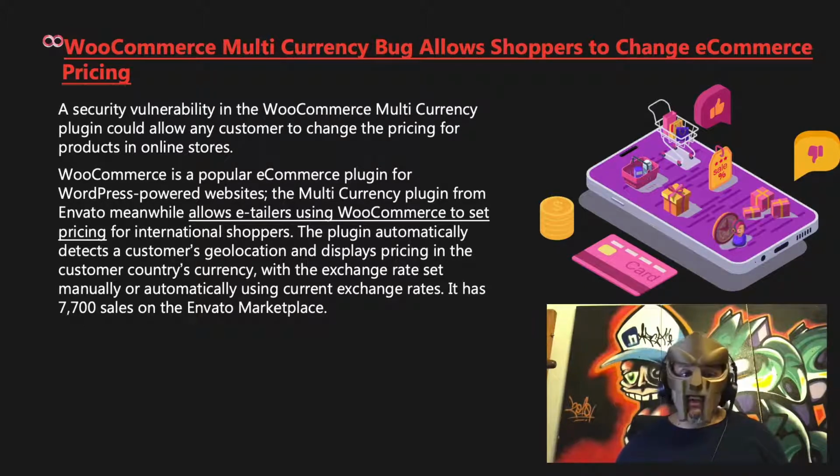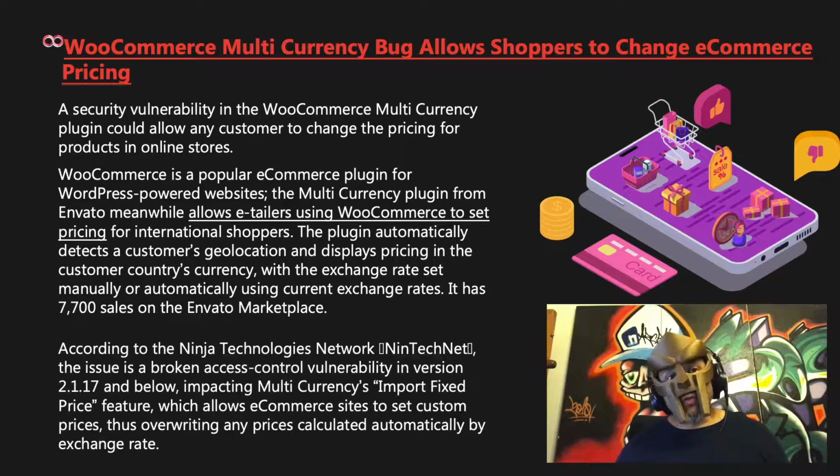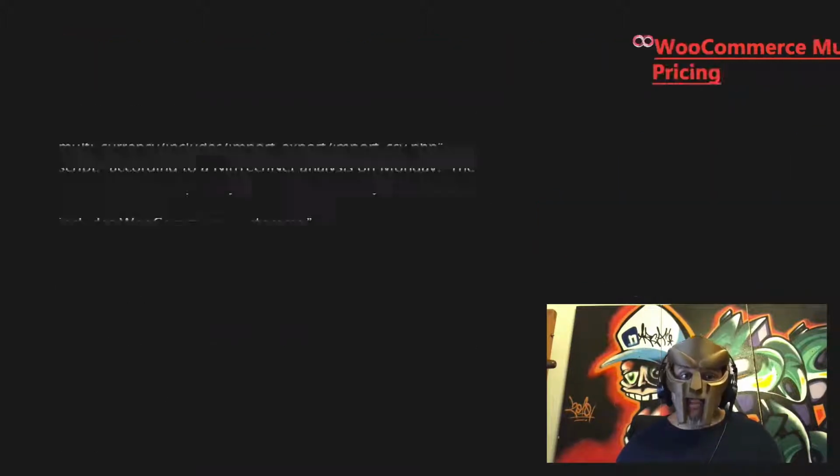It has about 7,700, I think it's now 7,800 sales on the Envato marketplace. According to the Ninja Technologies Network, or NinTechNet, the issue is a broken access control vulnerability in version 2.1.17 and below, impacting multi-currency's import fixed price feature, which allows e-commerce sites to set custom prices, thus overriding any prices calculated automatically by the exchange rate.